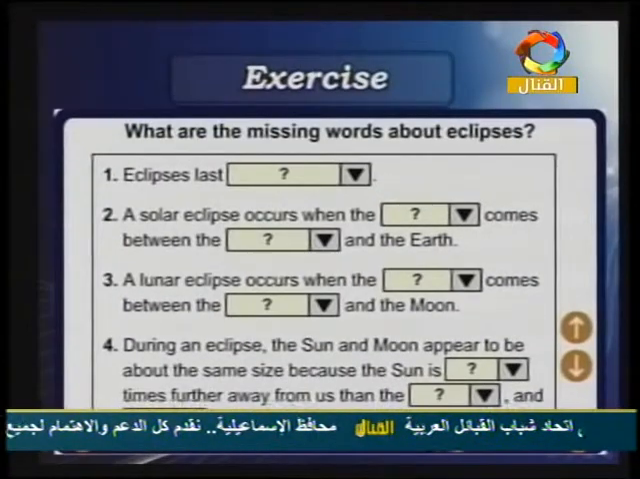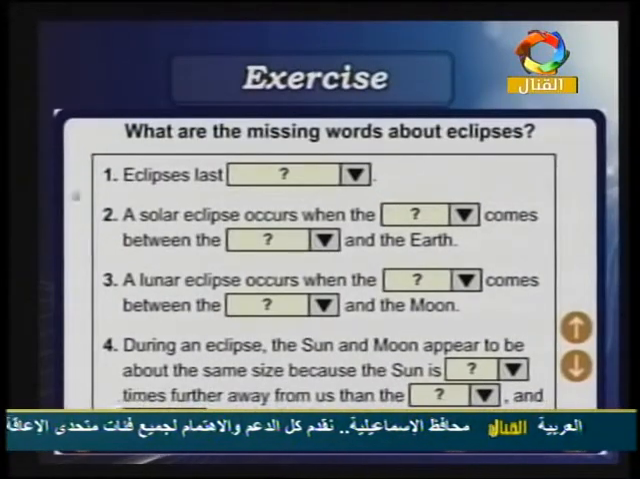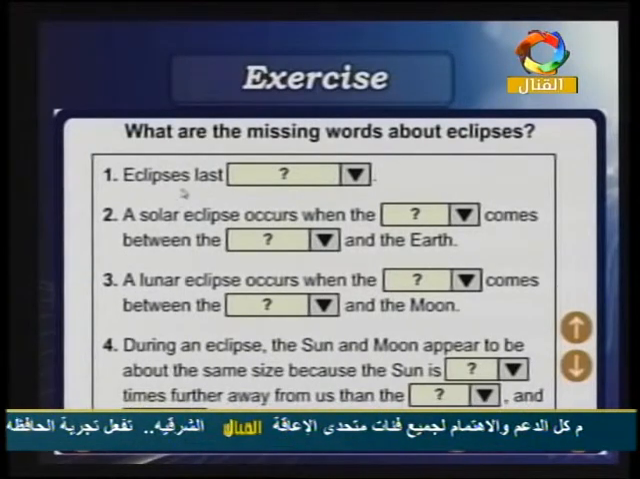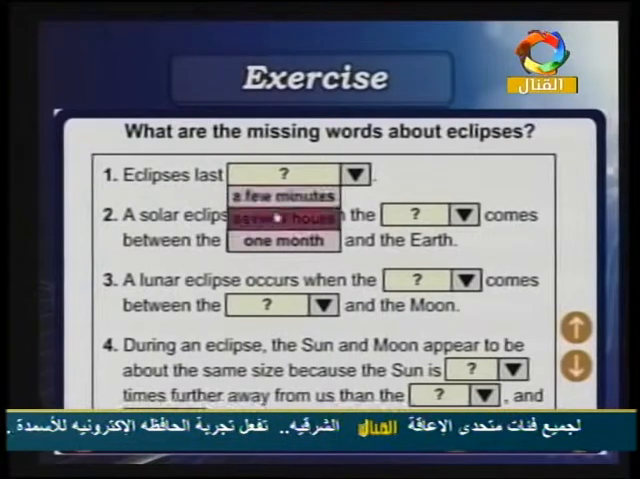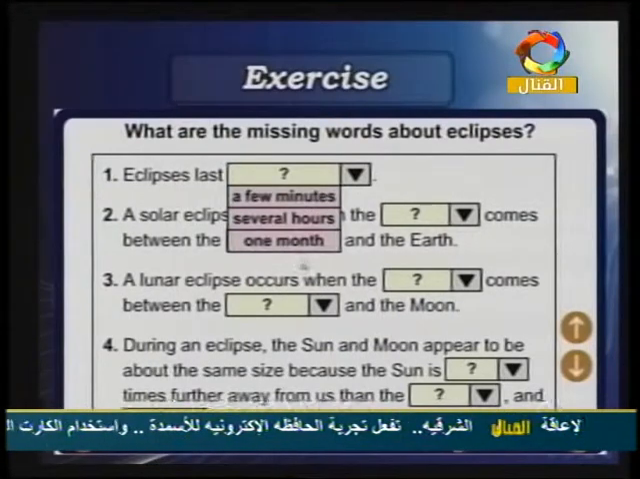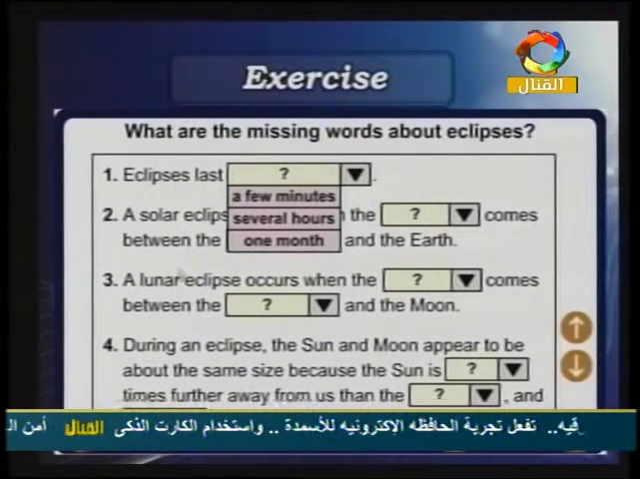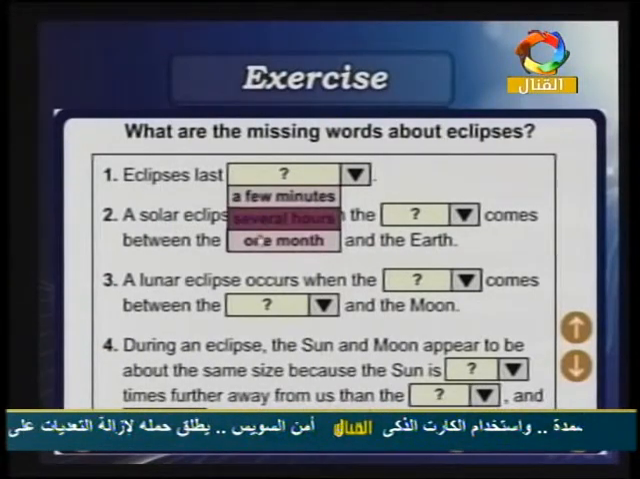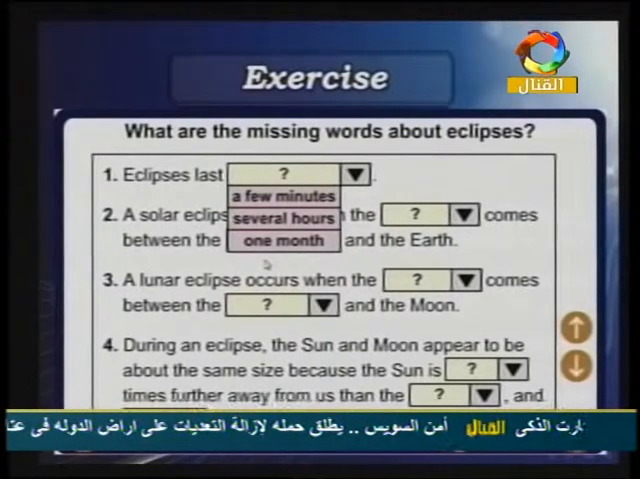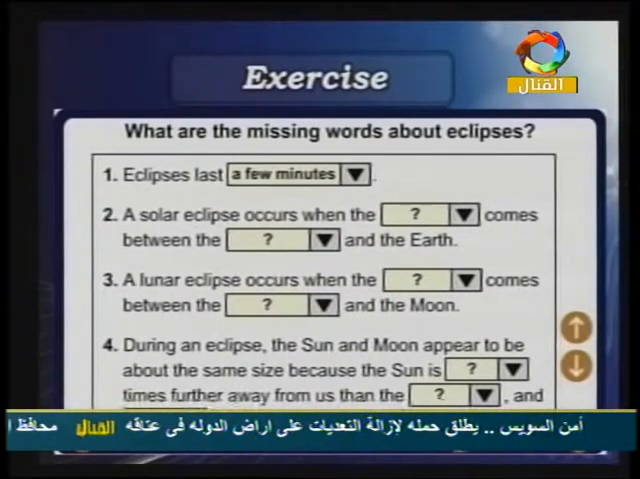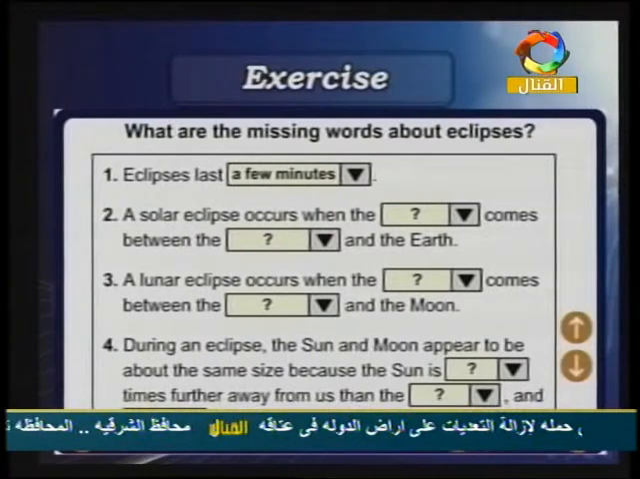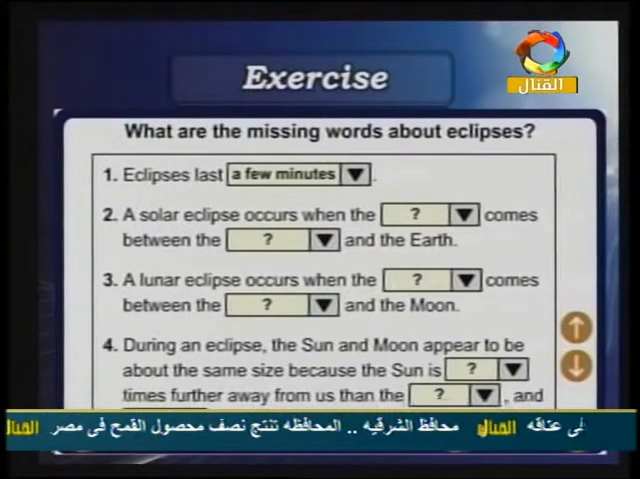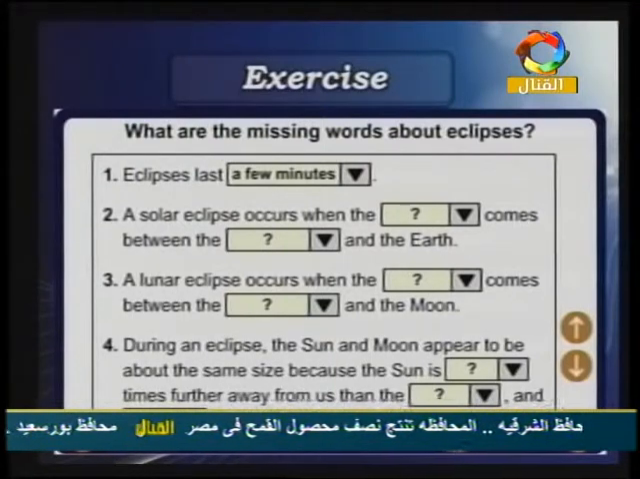After that, we have an exercise about eclipse. Solar eclipse, lunar eclipse. Do eclipses last a few minutes, or several hours, or 1 month? It is a few minutes. Why? Because the solar eclipse takes 7 minutes and a few seconds. Here in this one, we talk about the solar eclipse.